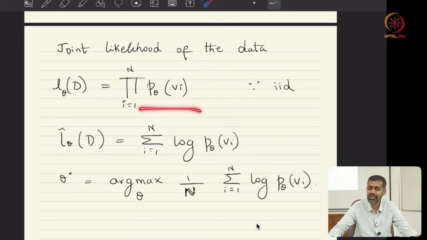Why should this be a good estimator and so on is a different question altogether, but I like to see that as the one that minimizes the distributional divergence between the true and the model distribution. Okay.